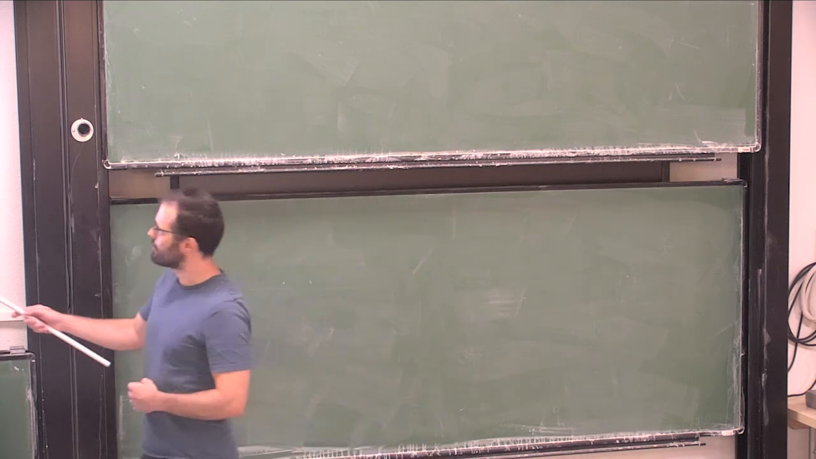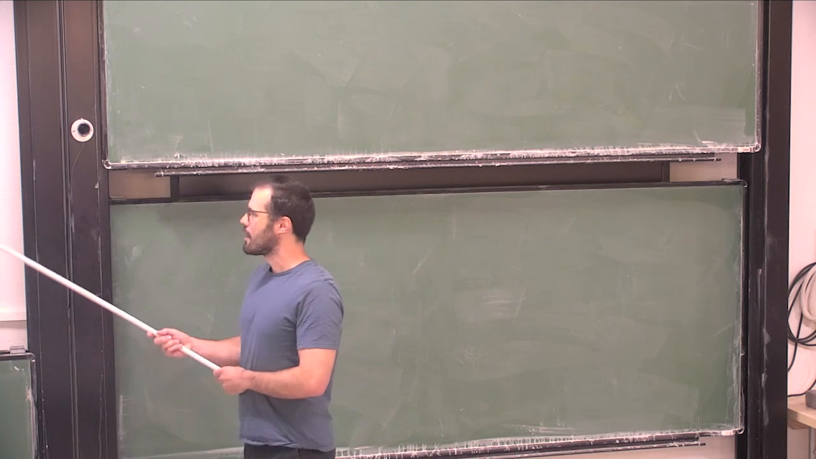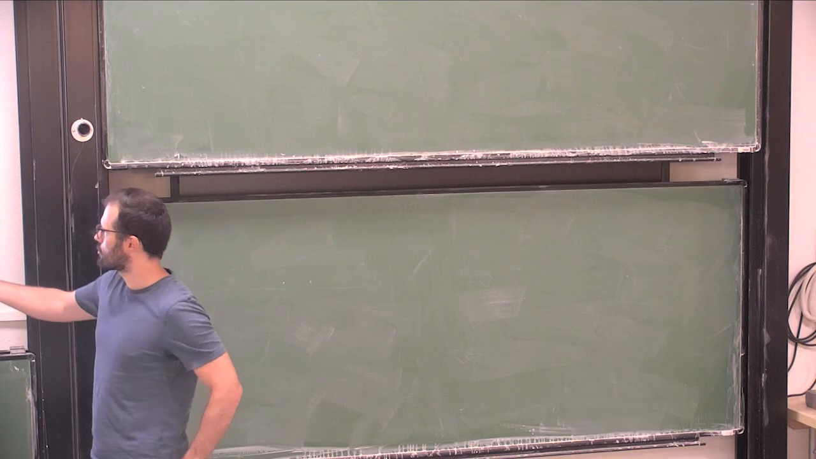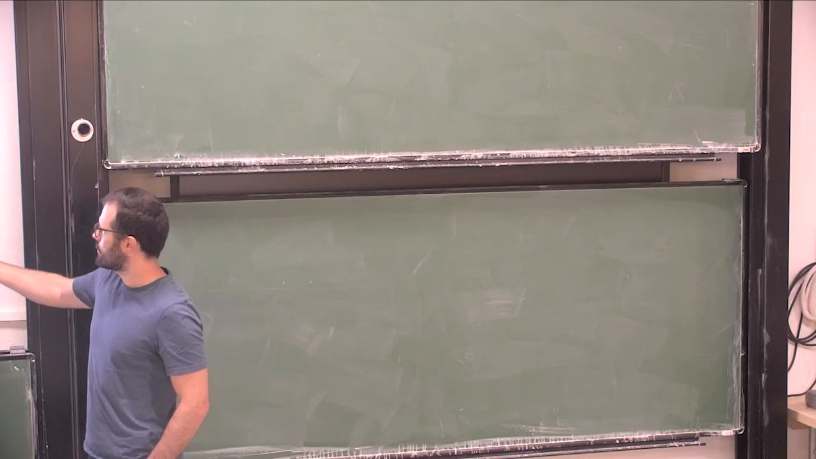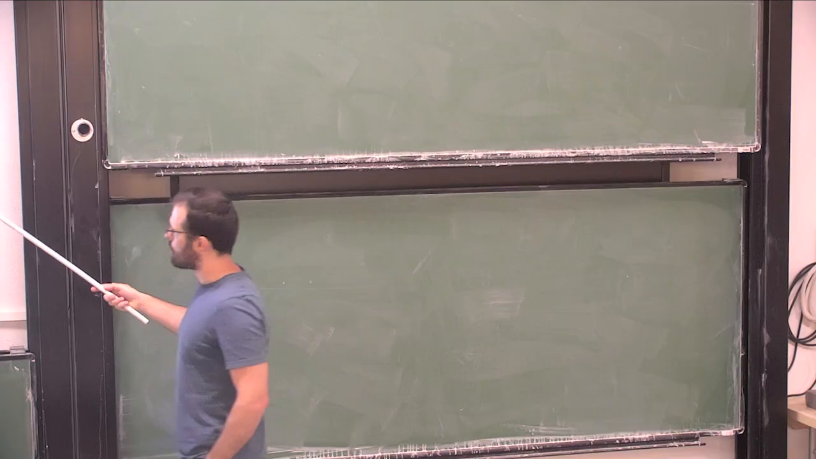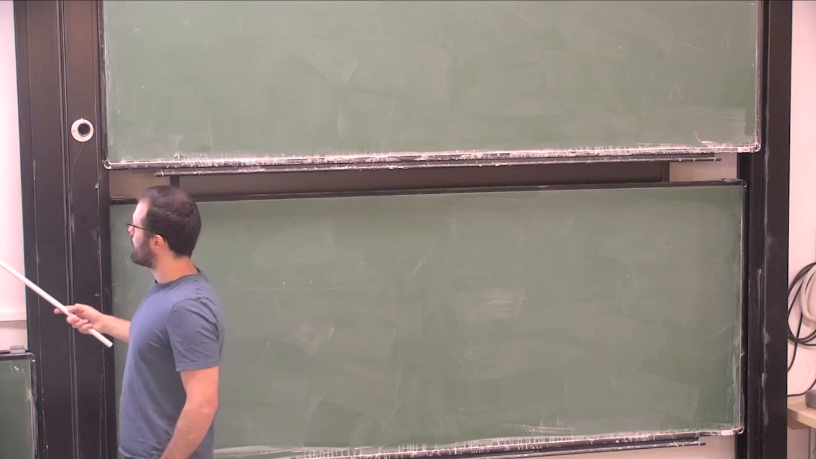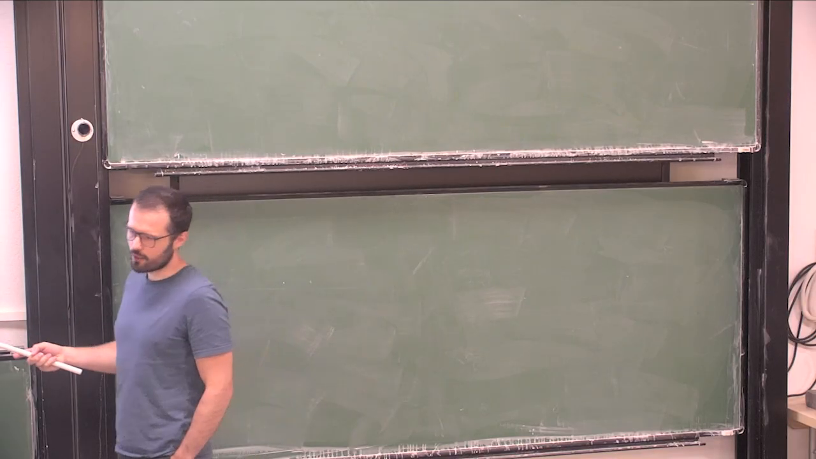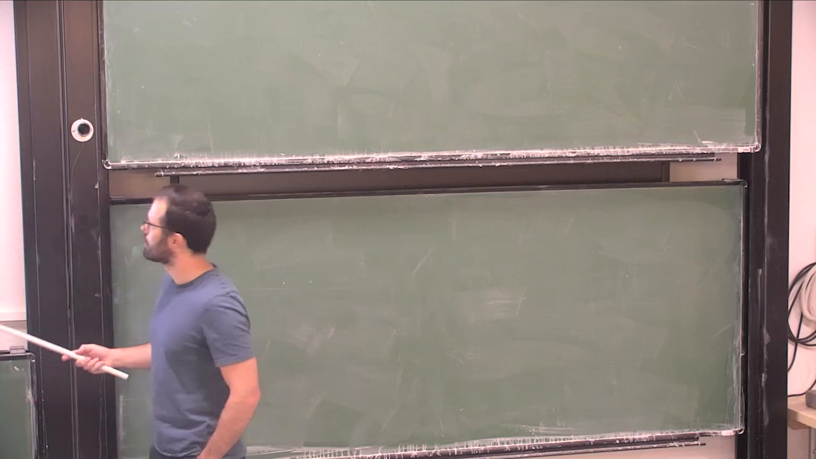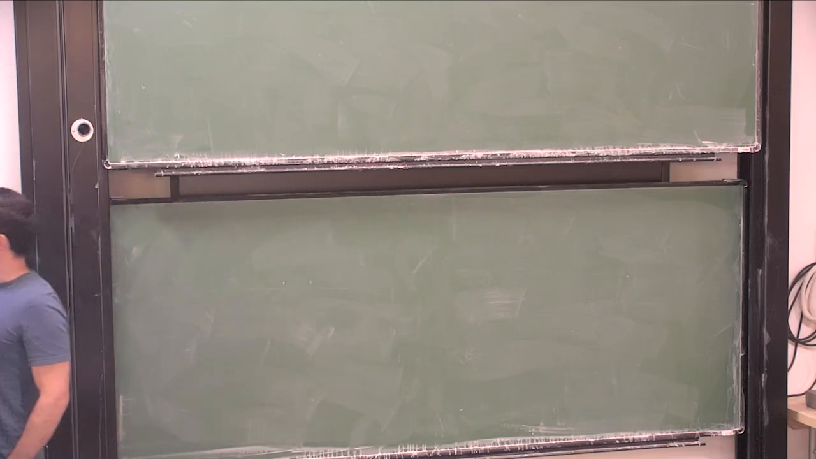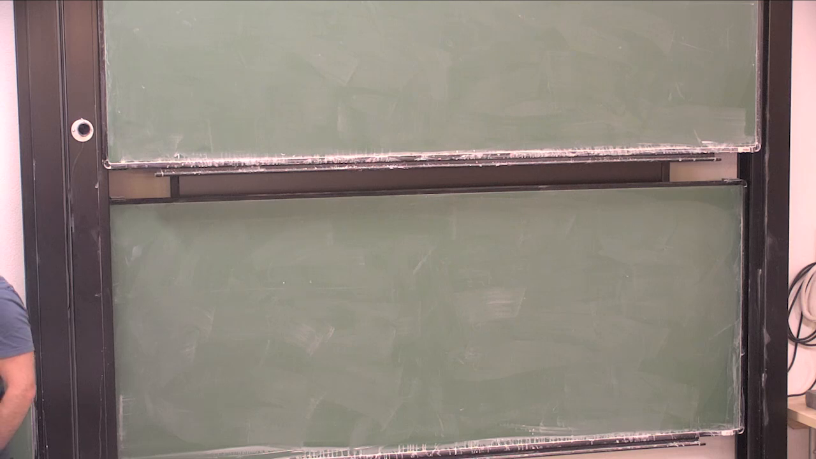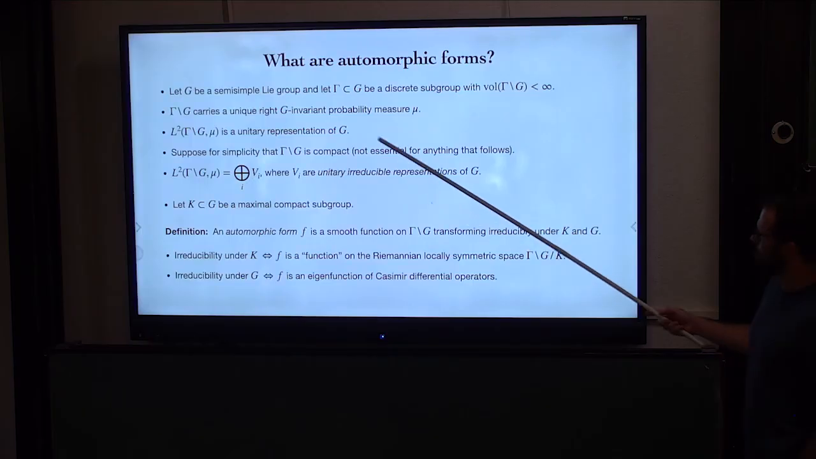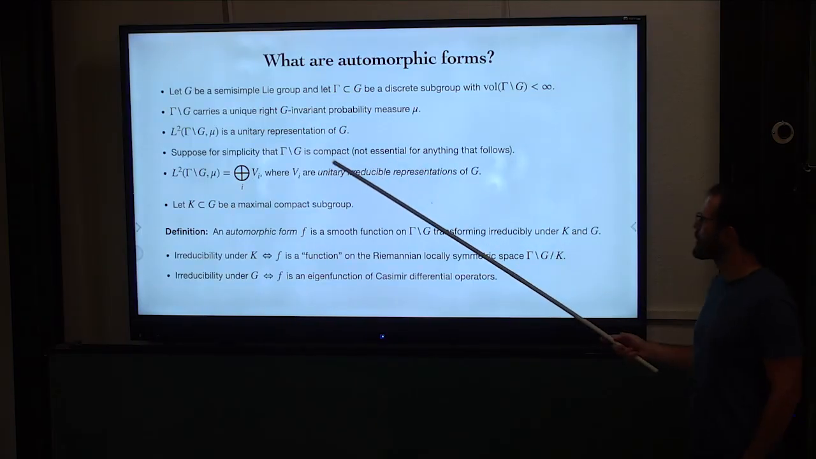So, what are automorphic forms? In general, they are associated to semi-simple Lie groups G. So let G be such a group, and let's take gamma to be some discrete subgroup of finite covolume, such that the quotient G mod gamma is finite. You can, for example, think of G being SL2(R) and gamma being SL2(Z). Then this quotient G mod gamma carries a unique G-invariant probability measure. So this just descends from the Haar measure on G.